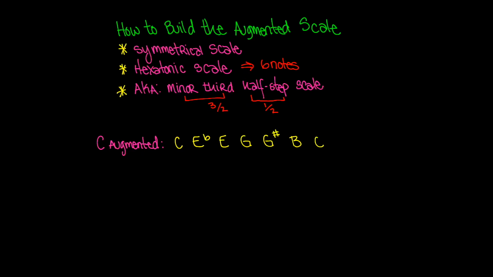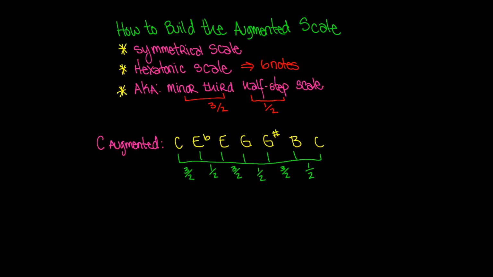Okay, so let's look at this again. And we have here, this is 3 halves, 1 half, 3 half, 1 half, 3 halves, and 1 half. And so once again, our 3 halves is just a minor third.